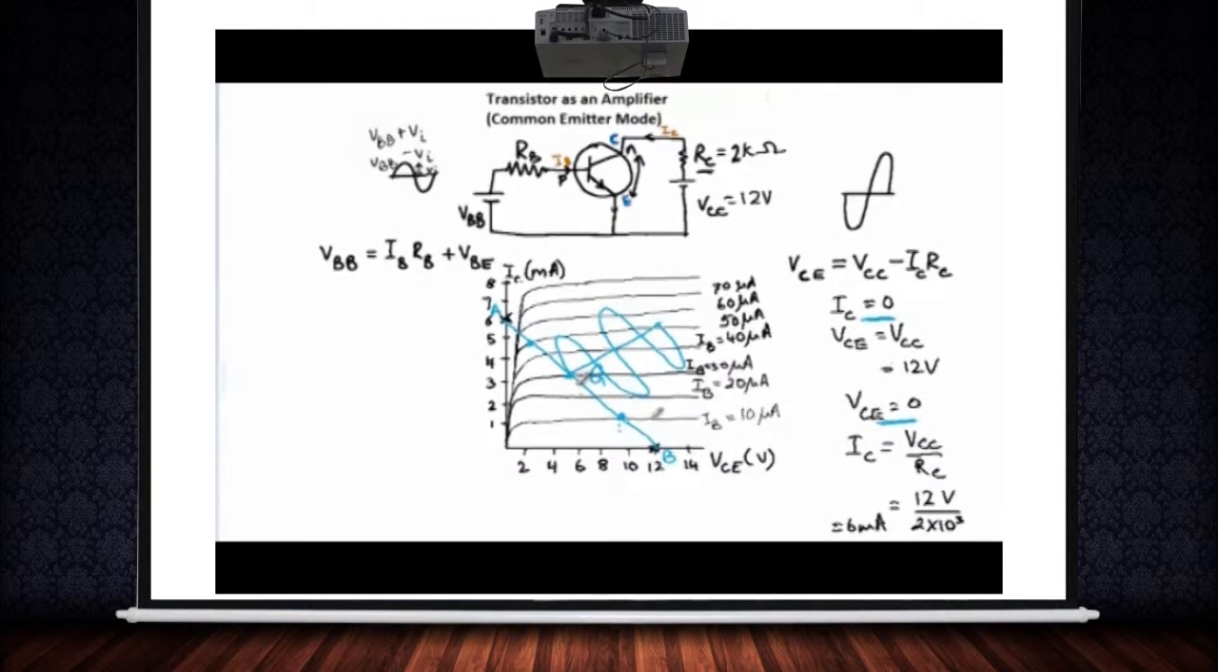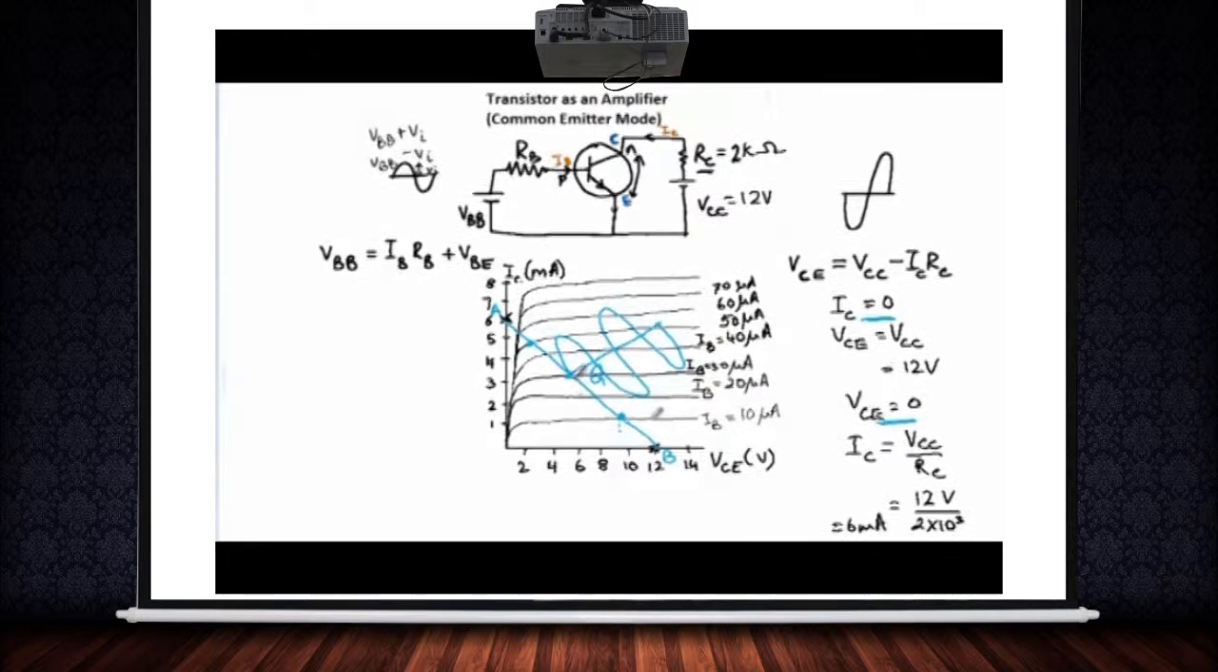Now, we want to choose an operating point in such a way that the transistor remains in the active region for all values of the input signal. We do not want it to go into saturation or cutoff mode, because in that case the signal will get distorted. So the idea is to choose an operating point somewhere in the middle of the load line, so that variations of the input signal are taken care of and we do not get a distorted signal.